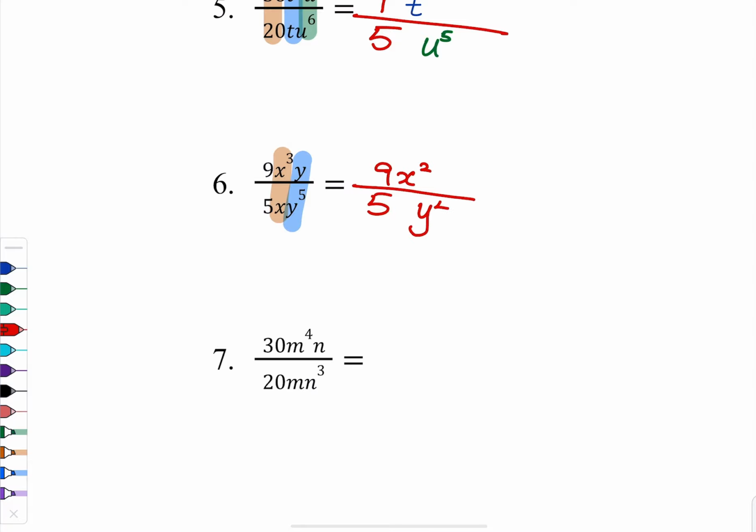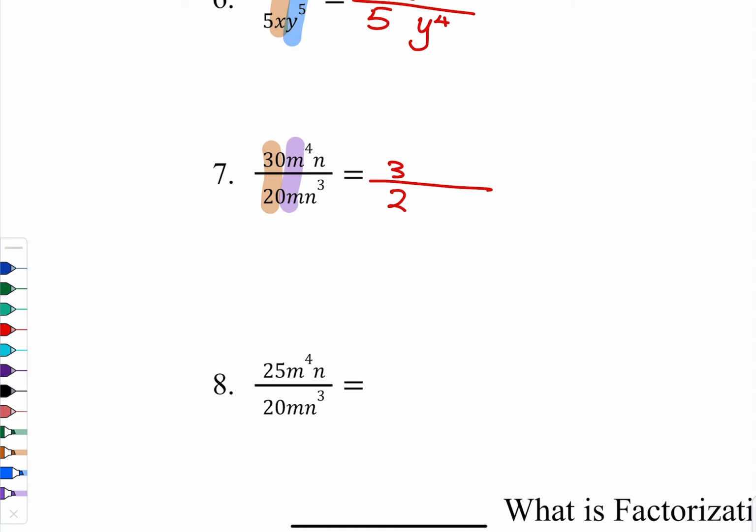Next. 30 over 20, they can be divided by 10, so 3 over 2. And then how about for M, which side is bigger? And then how about for N? M, the above side is bigger, so you put it there, 4 minus 1, which is 3. How about N? The downside is bigger, so N, the highest power 3, 3 minus 1, 2.